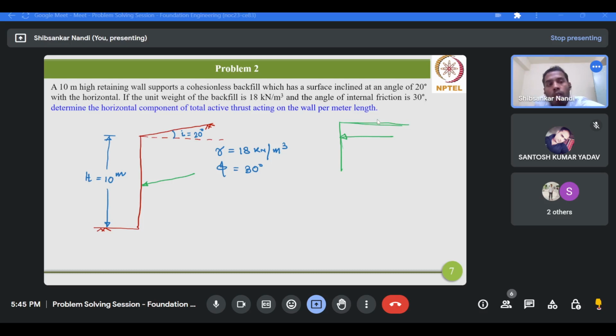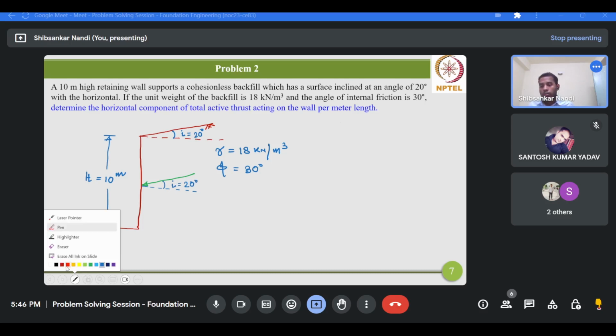Therefore, this active thrust doesn't have any vertical component. However, in the present problem, since the backfill surface is having an inclination of 20 degree, this resultant active thrust will be having two components, and the resultant active thrust will be basically inclined with the same angle as of the backfill surface. Okay, so this angle will be same 20 degree.